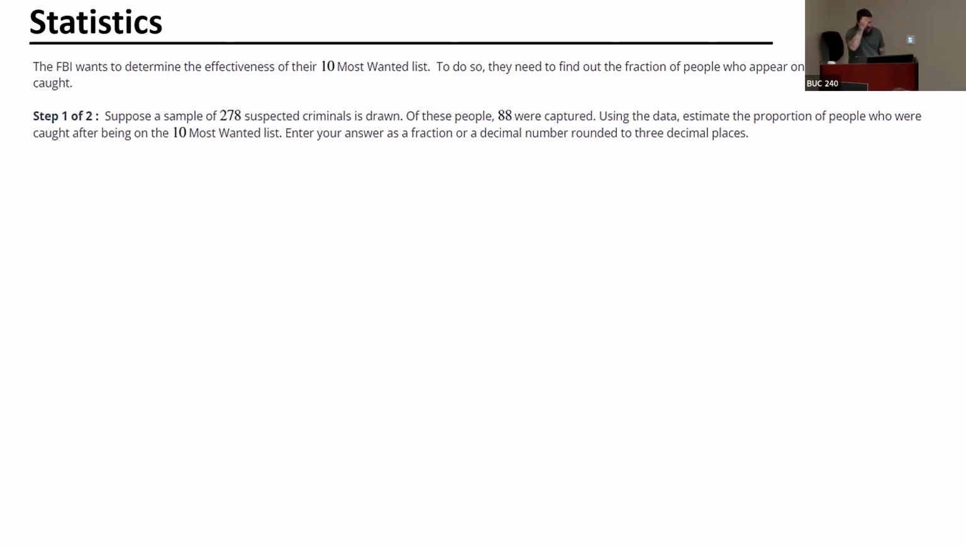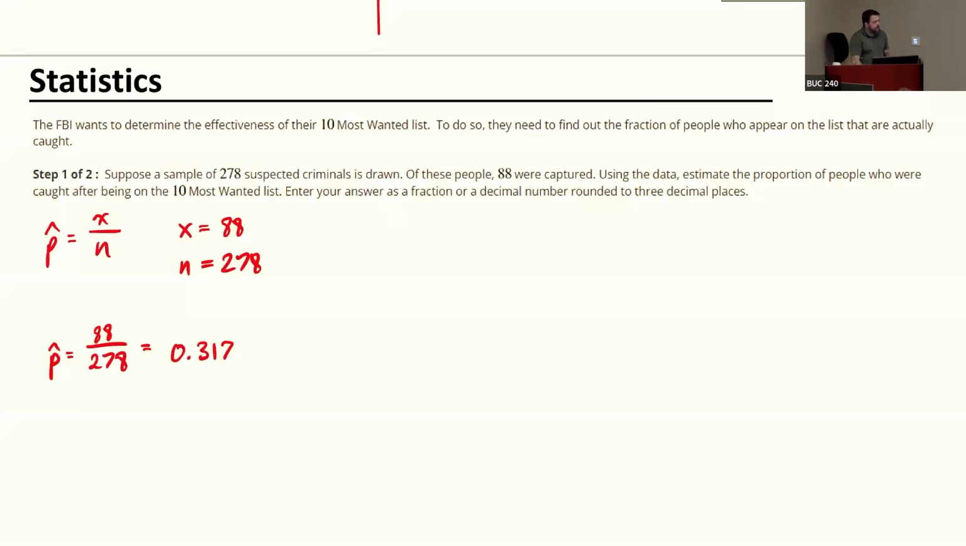You should know that your p hat, the formula for that is x over n, so you need to know the x value. What are your successes? What do you count as a success? What do they count as a success? All divided by the total number of outcomes. Hopefully you got that right there, 0.317.